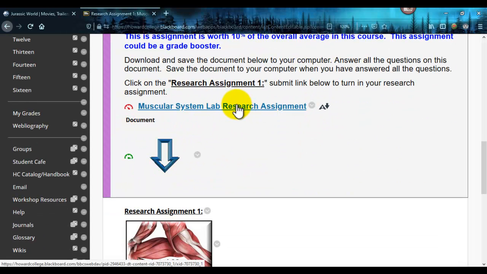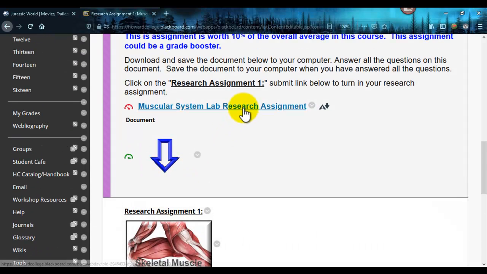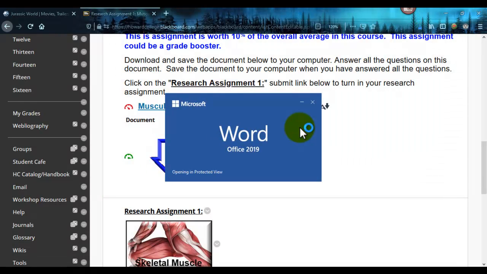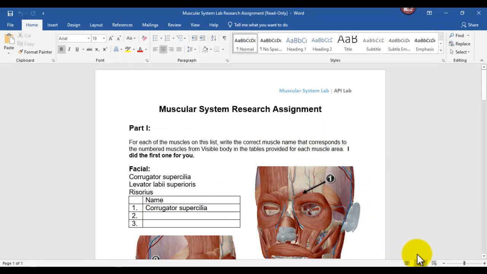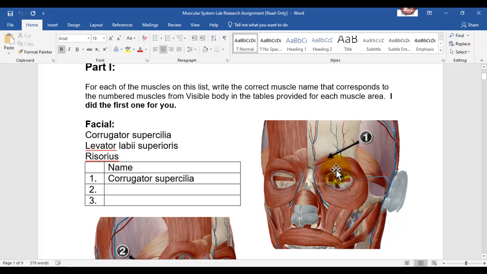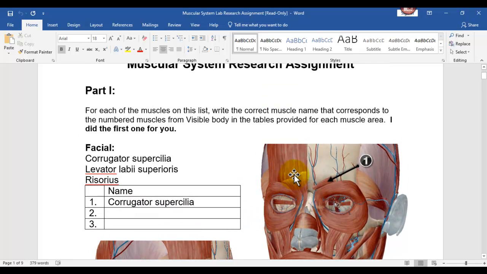So here's the thing you're going to download. Here's where you're going to turn it in. It's going to be just like the bonus assignment that we did earlier in the semester. Okay, so the first part of this is identifying some of the obscure muscles that were on our list. I actually did the first one here for you.